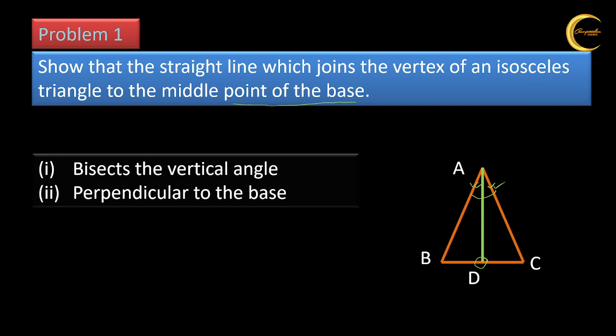And the next problem is that this line AD is perpendicular to the base, meaning this angle ADB equals this angle CDA. So that we can prove that this line AD is perpendicular to the base, meaning the line BC. So let's see the solution.